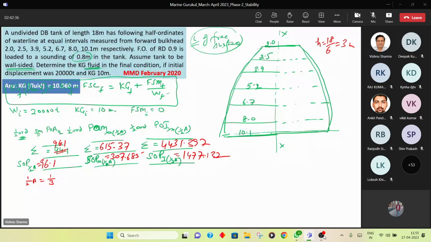Correct? Yes, sir. So 1 by 3, the coefficient, 3, the common interval, and 96.1. So half area is 96.1 square meters. This implies full area is equal to 96.1 into 2. So 192 square meters. Right, guys? Correct? Yes, sir.